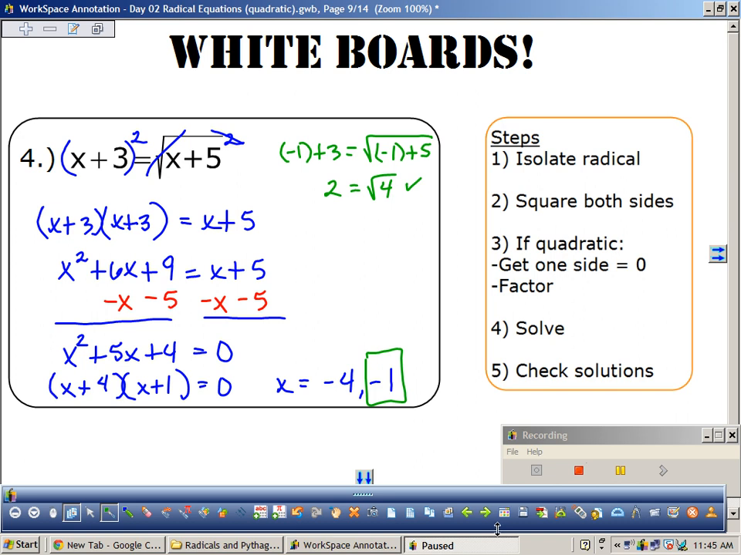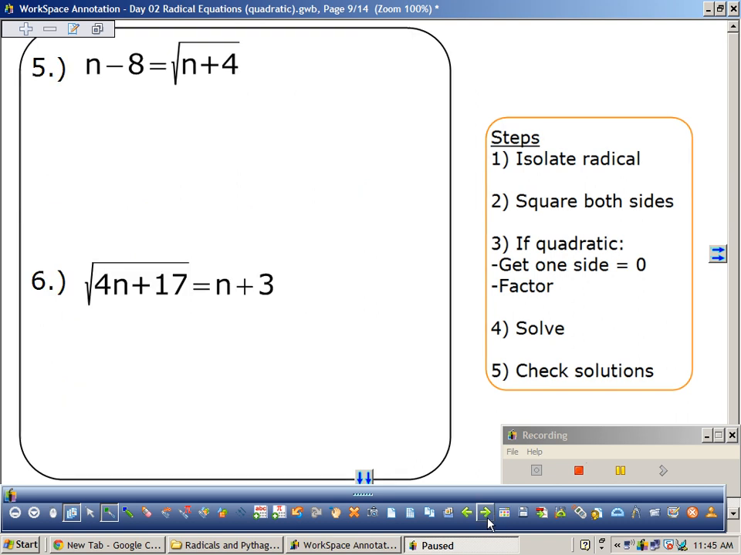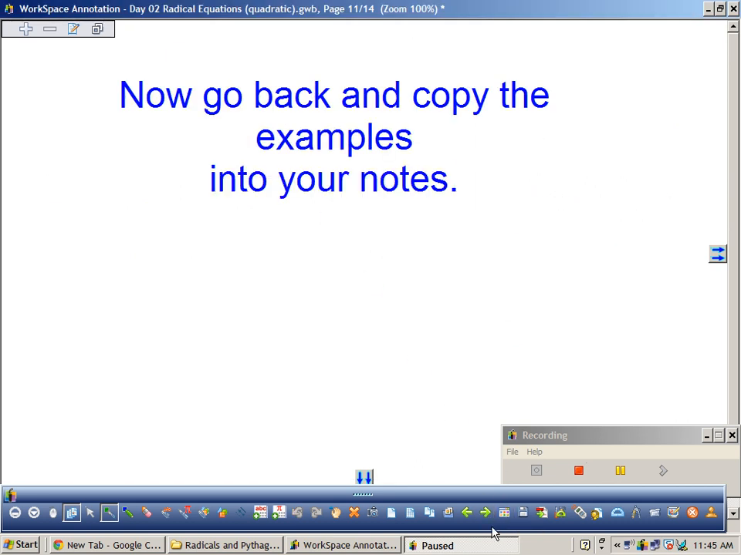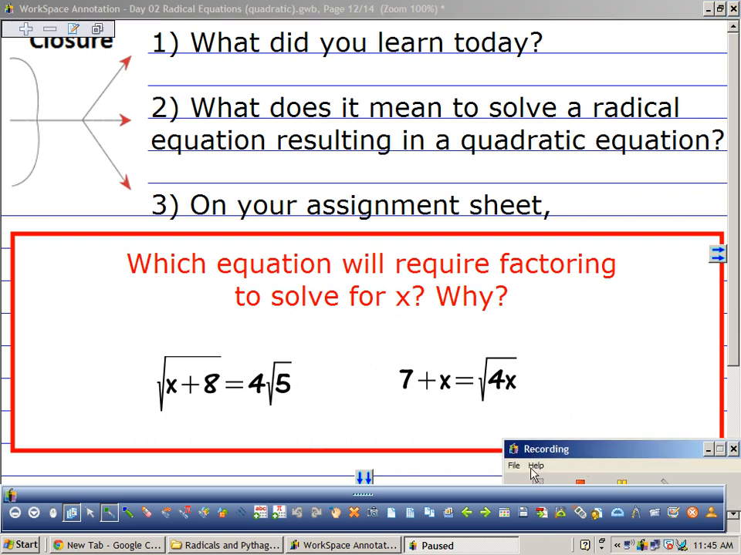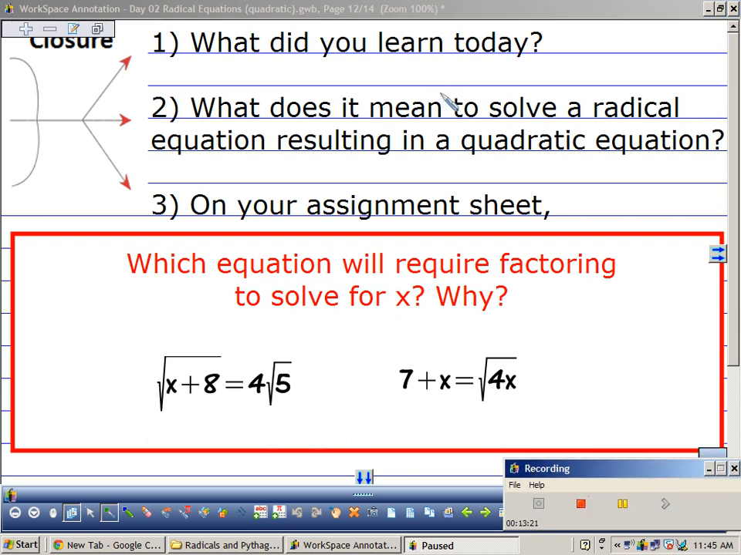Well, we're going to go into homework right now. All right, guys. What did you learn today? Quadratic. Radical equation, right? With quadratics.